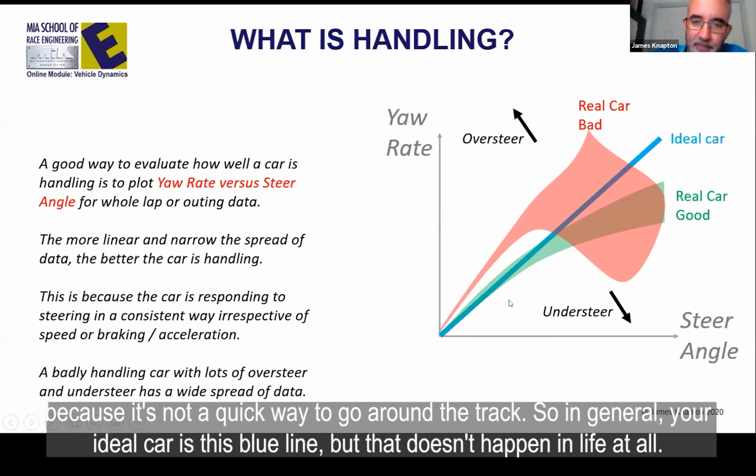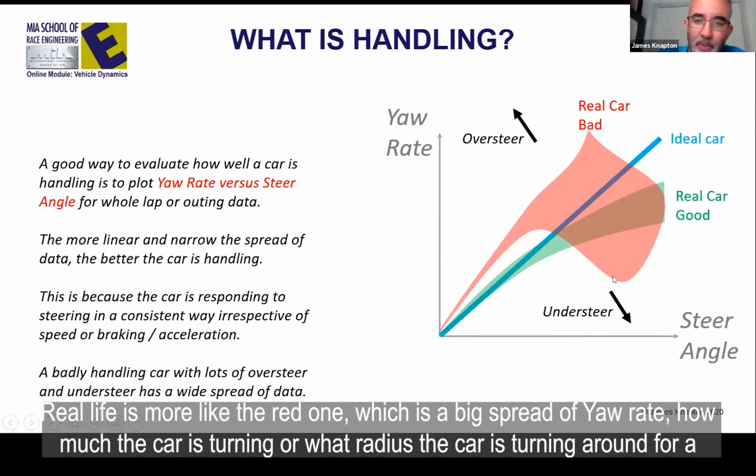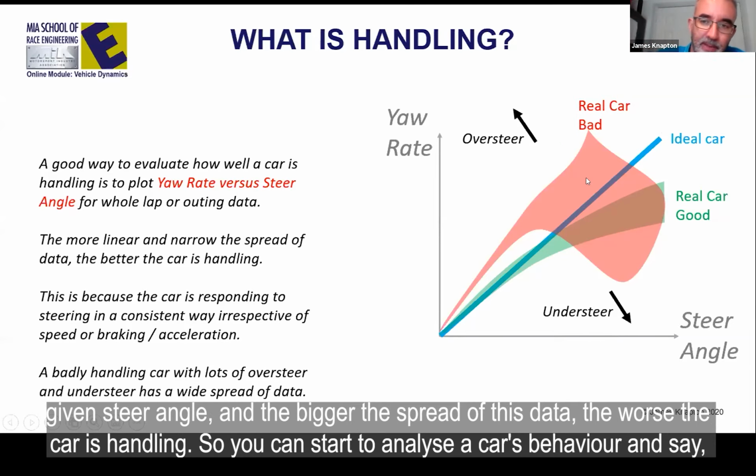So in general, your ideal car is this blue line. That doesn't happen in life at all. Real life is more like the red one, which is a big spread of yaw rate, how much the car is turning or what radius the car is turning around for a given steer angle. And the bigger the spread of this data, the worse the car is handling.